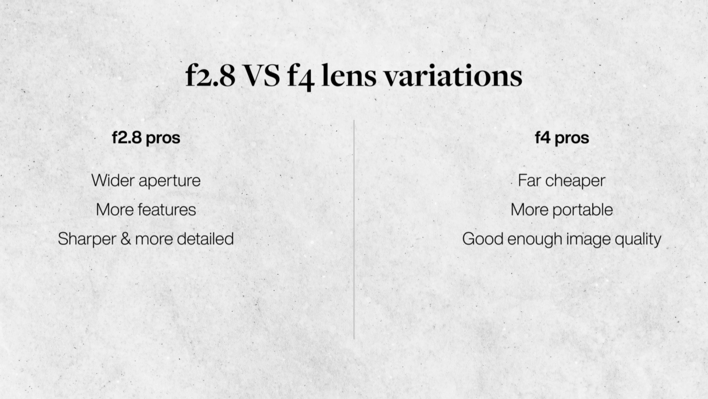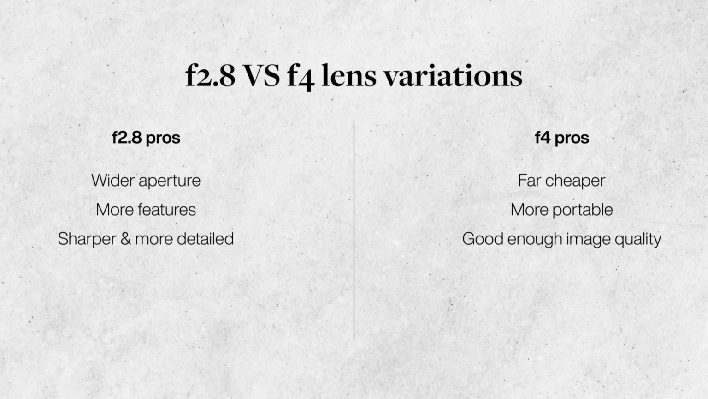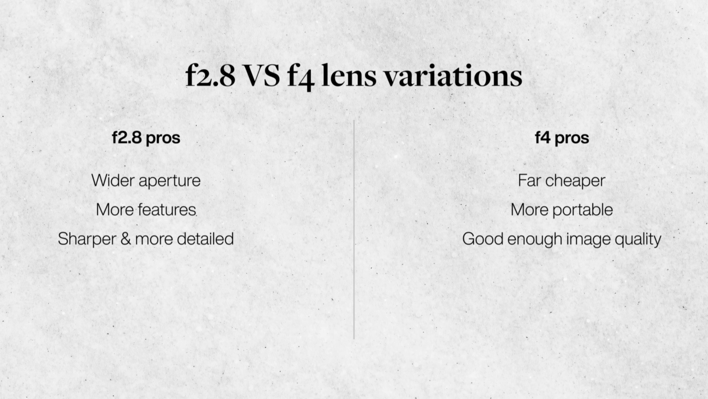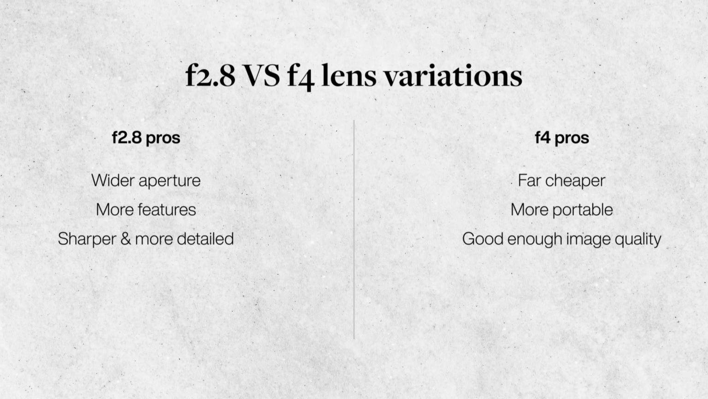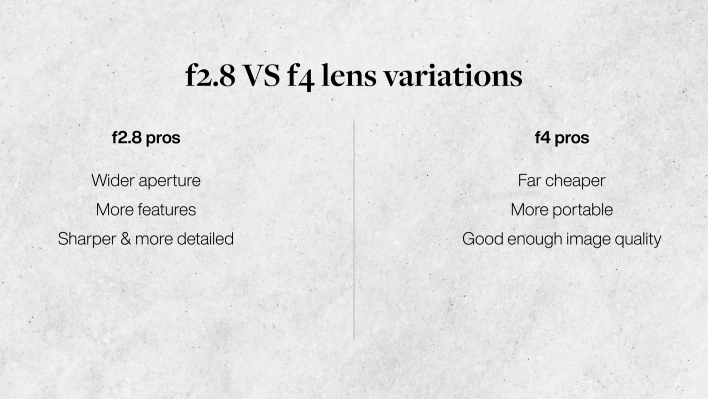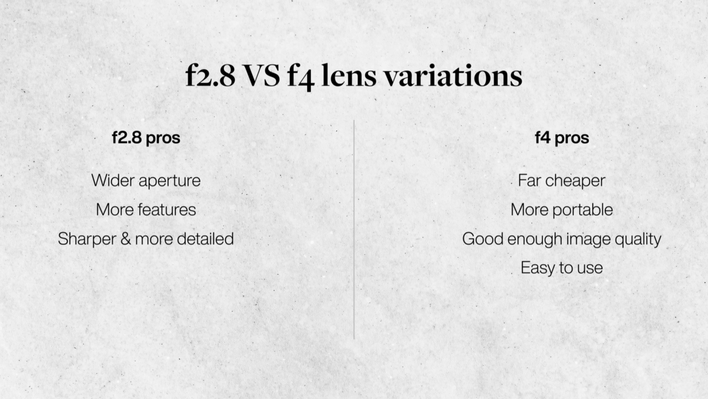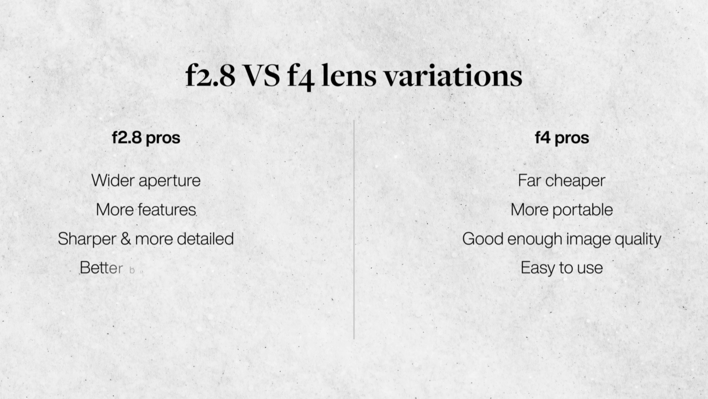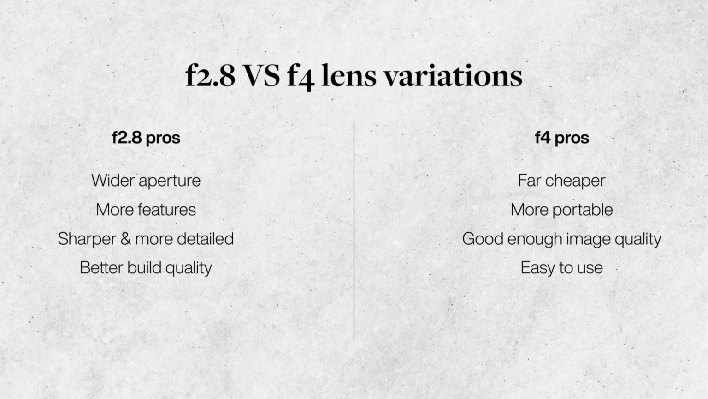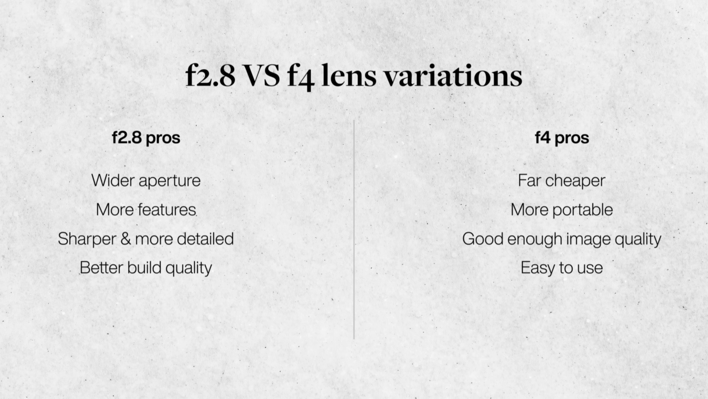Now, the f4 versions of these lenses, however, usually have decent image quality. Not the best, but definitely better than your typical kit lens or beginner lenses, and most of the time, they're more than sharp for most people. They're usually also quite small and quite portable. They're light, usually pretty easy to use, but of course don't have the same bells and whistles of the f2.8 versions, but they are most certainly cheaper.